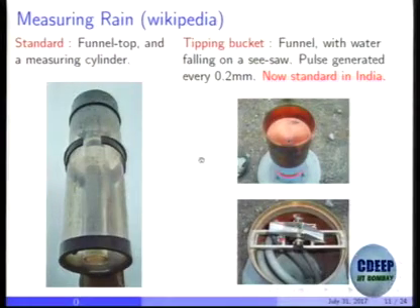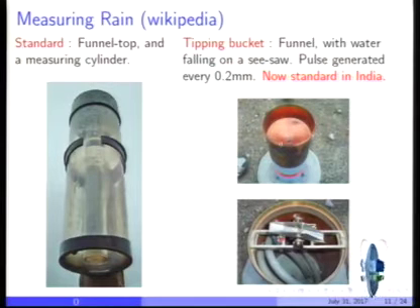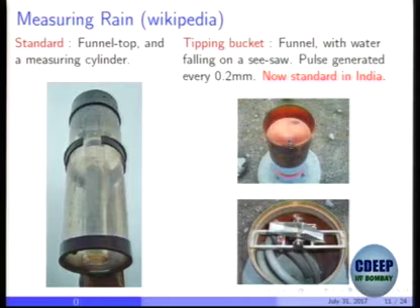On the left is the simplest, the rain gauge. Let me remind you that in the rain gauge there is an upper part, a funnel and a nozzle. And then the nozzle goes to a lower cylinder which is calibrated. So what does it measure? When I say 5 millimeter rain, what does it mean?